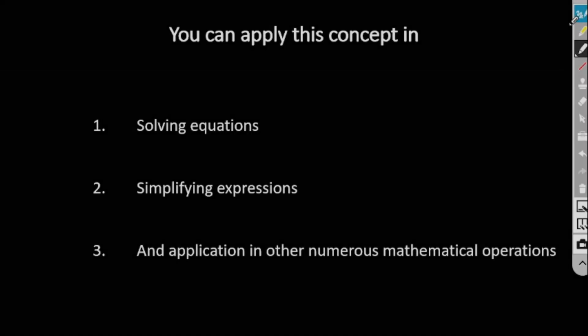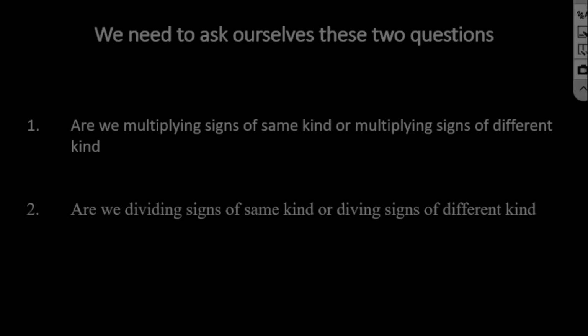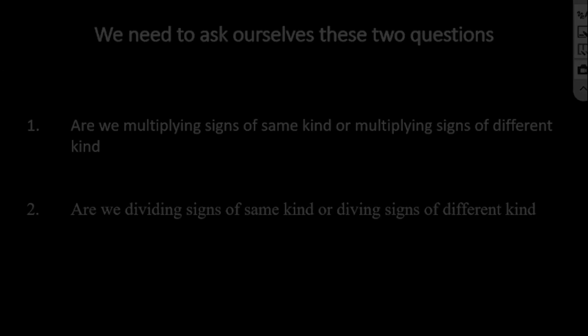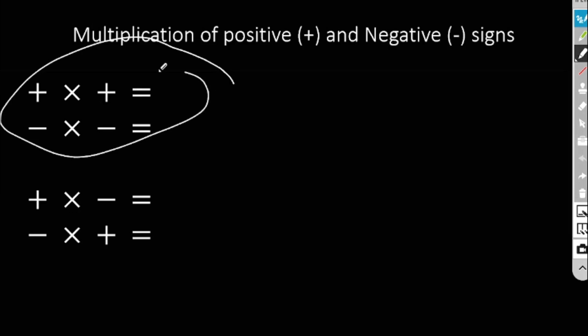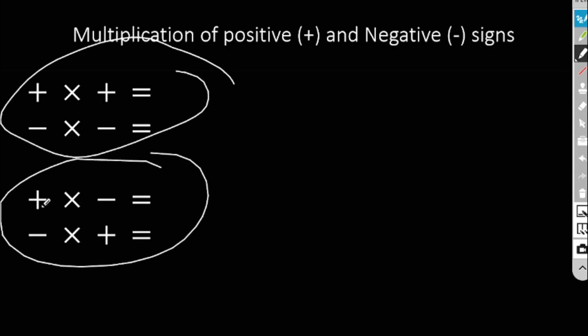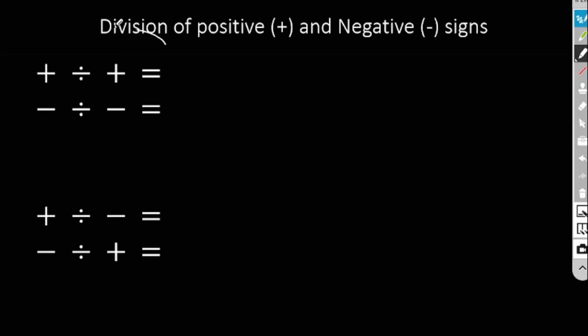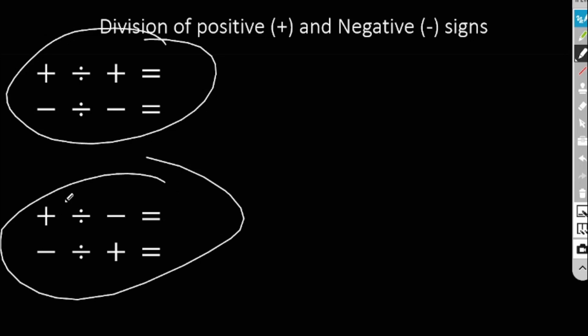Why do we have to learn these concepts? They are going to help us in solving equations, simplifying expressions, and application in other numerous mathematical operations in different areas of maths. To be able to understand this concept, we need to ask ourselves 2 major questions. The first question is, are we multiplying signs of the same kind, or are we multiplying signs of different kinds? The second question is, are we dividing signs of the same kind, or are we dividing signs of different kinds?